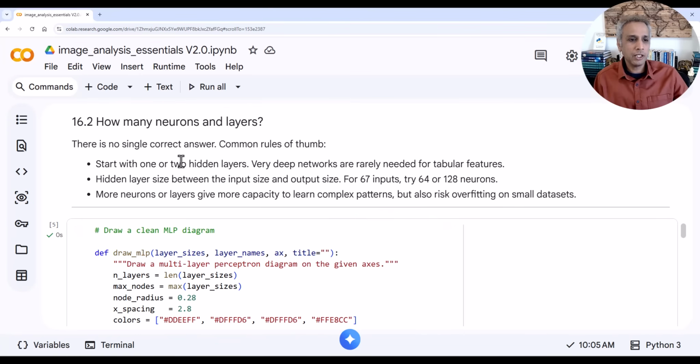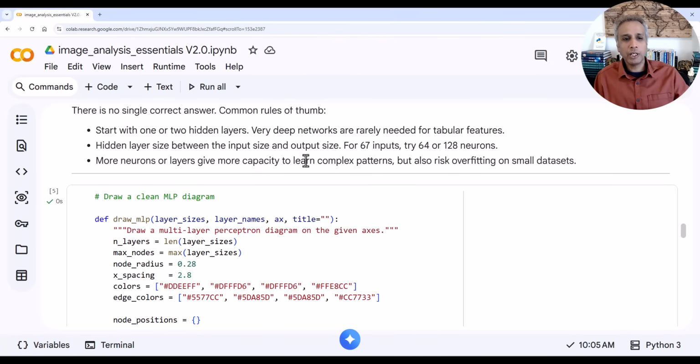You need to experiment with your data, start with 1 or 2 hidden layers, because very deep networks are rarely needed for at least our type of exercise. We just have tabular data of feature vectors. And yeah, more neurons or layers give more capacity to learn, but again, there is a risk of overfitting.